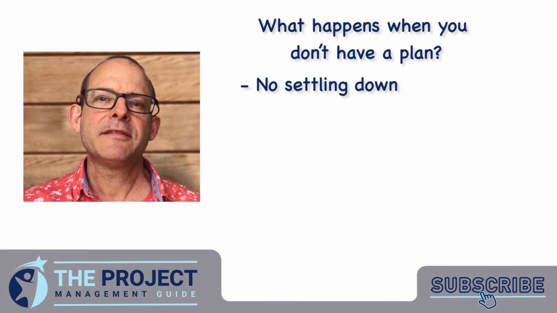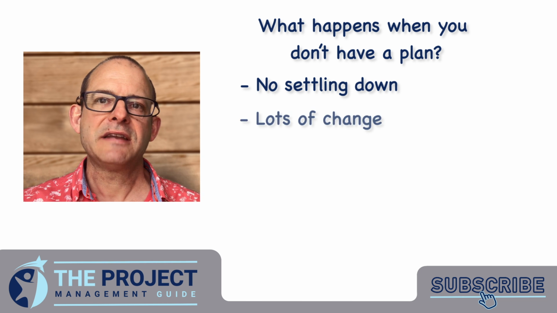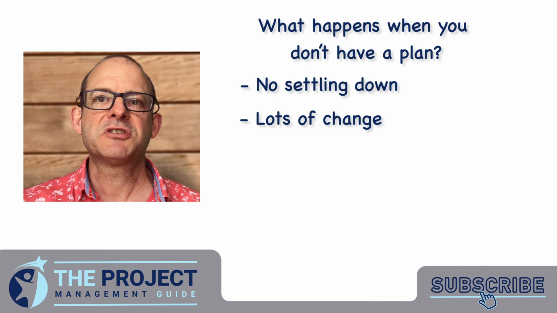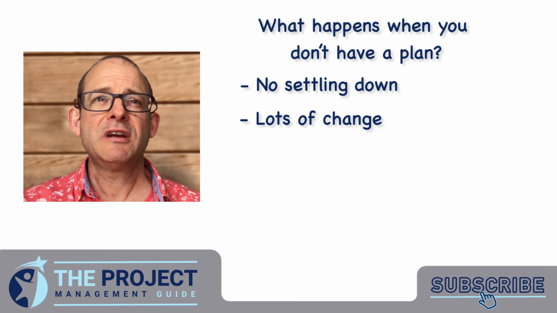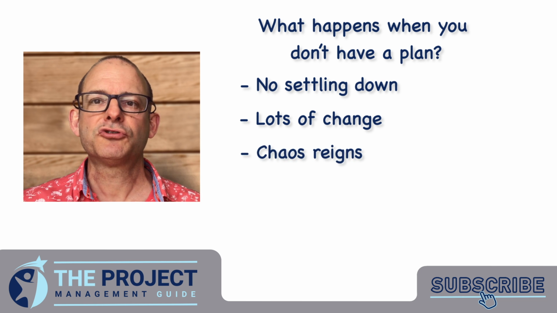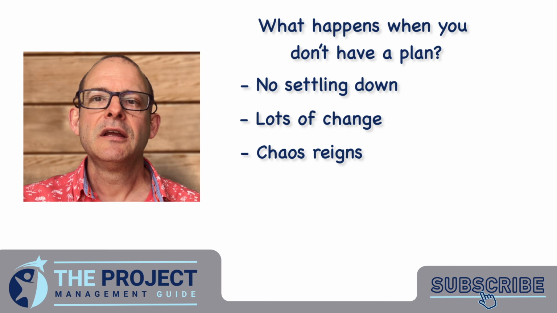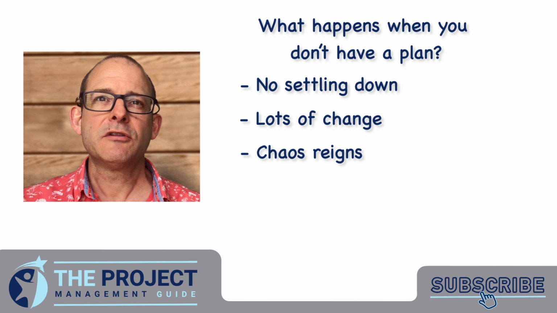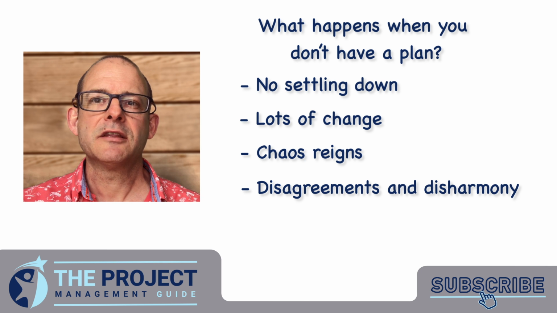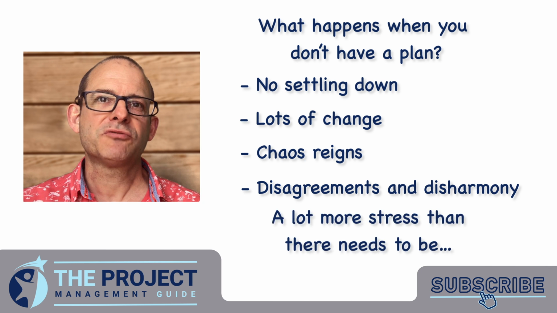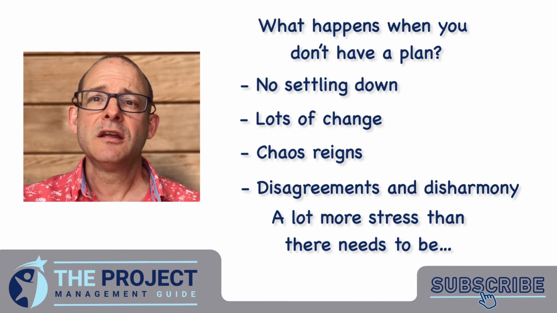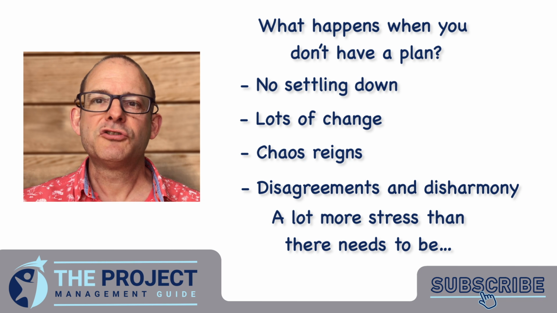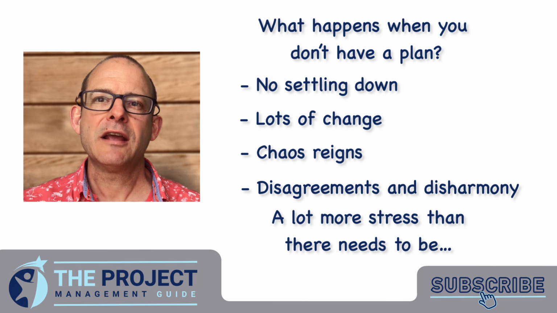But if you haven't got a plan, then what you'll find is that the settling down period, you never really get over that period. Change seems to continue all the way through, so that never settles down either. And in effect, really what you've got is quite a lot of chaos because you're trying to manage all of the different aspects here. And so you're going to end up with lots of disagreements and disharmony in the project. And basically it's a lot more stressful than it really needs to be. So that's what happens if you don't really get your plan agreed. It just gradually tends to go wrong and it just becomes really chaotic and really hard to manage the project.